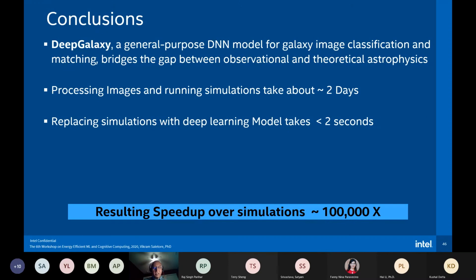So what does this mean? Processing these images and running simulation for these astrophysics takes about 2 days. Now, replacing those simulations with deep learning models takes less than 2 seconds. So what you see is the impact of this inference, resulting in a speedup of close to 100,000x, 80,000 to 100,000x. And that's what they are looking at.